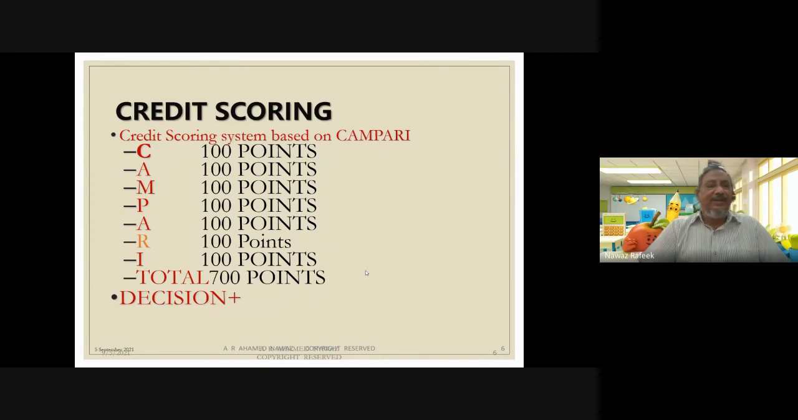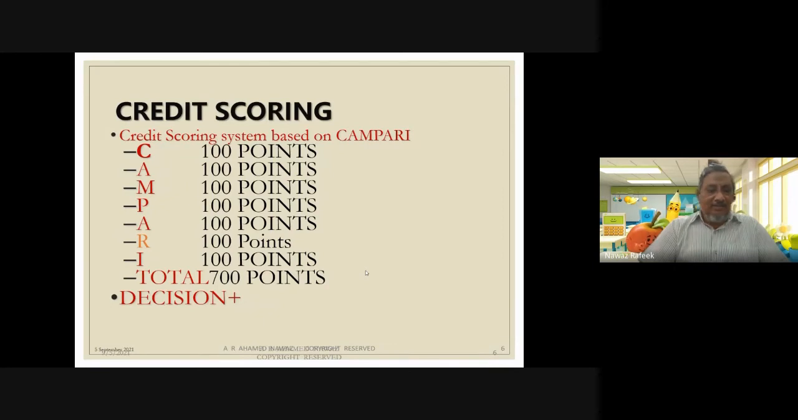Character of the customer, 100 points. Then the amount: depending on the amount, the larger the amount, the higher the points, the lower the amount, the lower the points. Then the means, how much facility is needed, and the repayment method, what are the repayment methods? 100 points. Then purpose, for what purpose is the customer asking for the facility? Housing, business, income generation, likewise, these are 100 points.